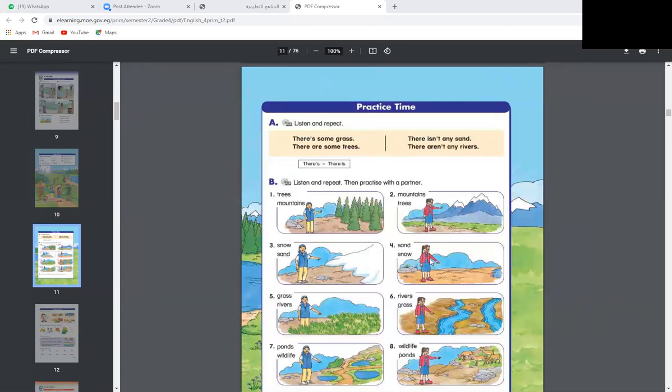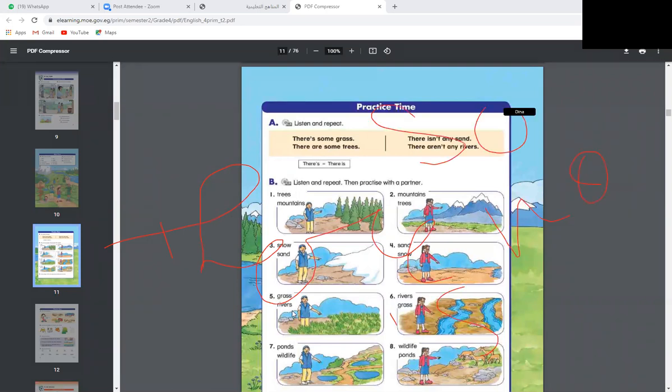Four, there is some sand. I can see sand, okay? So I will say there is some sand. There isn't any, isn't because snow is uncountable. Any, I use any after isn't and aren't in the negative sentences. There isn't any snow, okay?